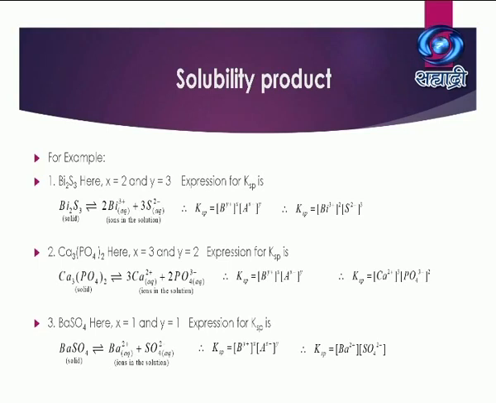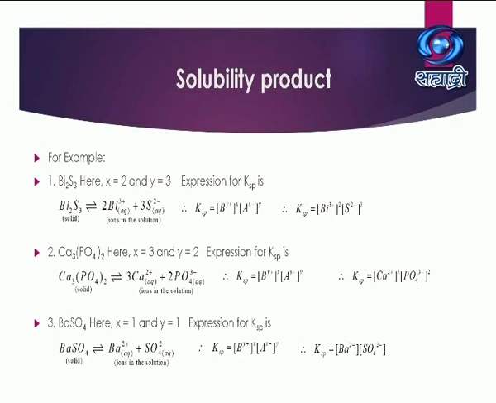So the expression for Ksp is, first write down the equation. So Ca3(PO4)2 solid reversibly gives 3 Ca2+ aqueous plus 2 PO4 3- aqueous ions in the solution. So here the number of moles of cations is 3 and the number of moles of anions is 2, and with their charges, if we consider, the total positive and total negative charges are balanced, so our equation is correct.